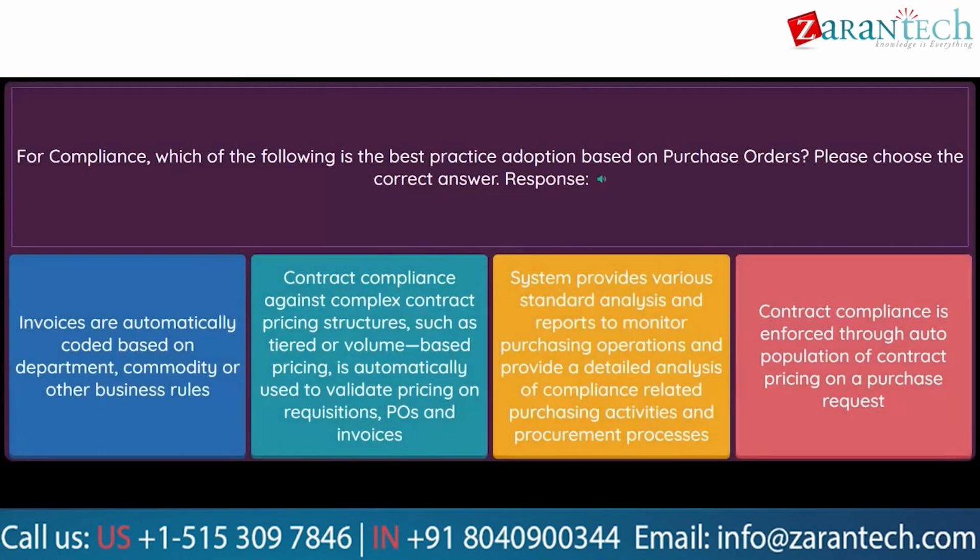Question. For compliance, which of the following is the best practice adoption based on purchase orders? Please choose the correct answer. Response. Option 1 Invoices are automatically coded based on department, commodity or other business rules. Option 2 Contract compliance against complex contract pricing structures, such as tiered or volume-based pricing, is automatically used to validate pricing on requisitions, POs, and invoices. Option 3 System provides various standard analysis and reports to monitor purchasing operations and provide a detailed analysis of compliance-related purchasing activities and procurement processes. Option 4 Contract compliance is enforced through auto-population of contract pricing on a purchase request.